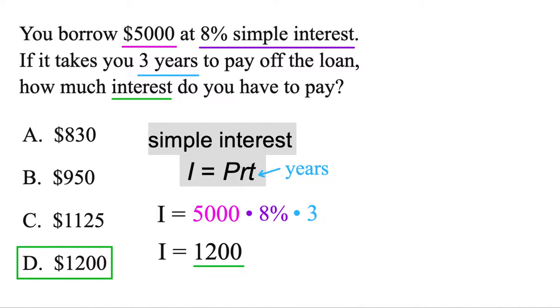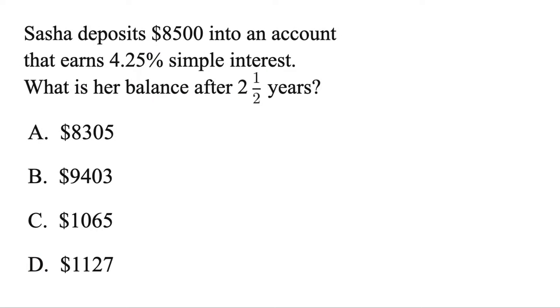But just a heads up, we borrowed $5,000, so we still have to pay that back, but we pay $1,200 in additional fees. So sometimes you have to add the interest back with the original. And that's what we'll have to do for the next one here.